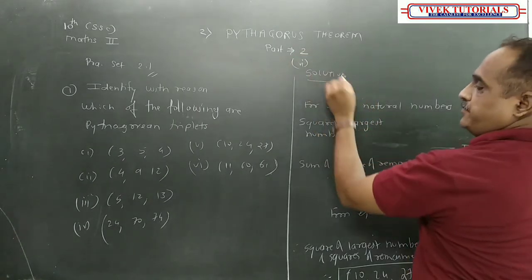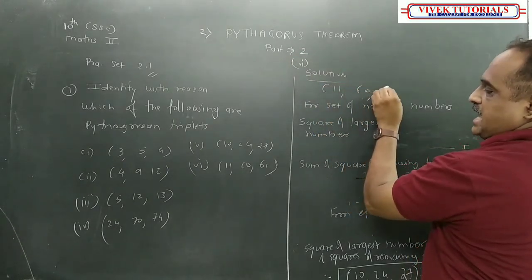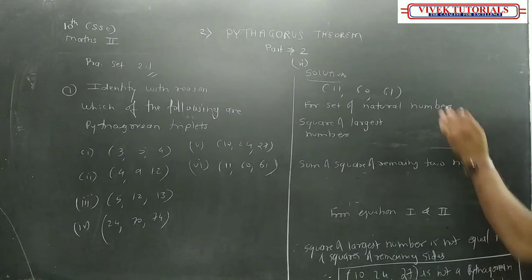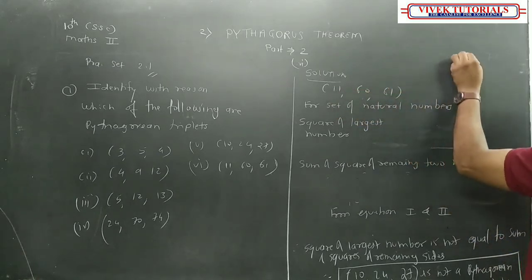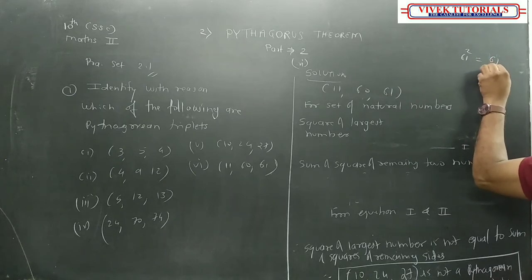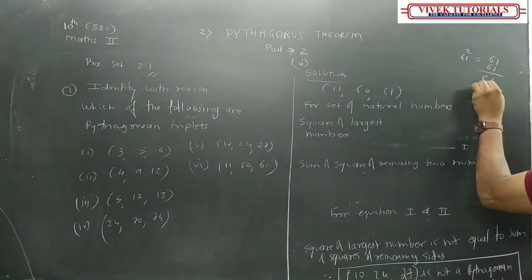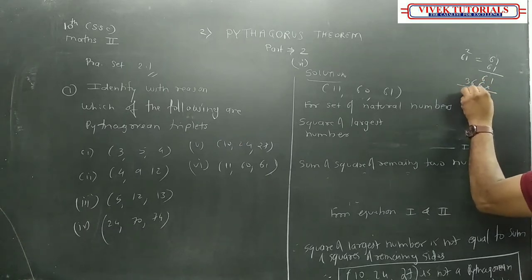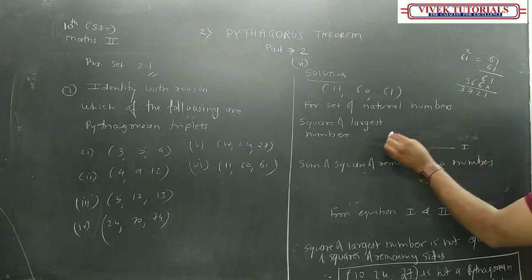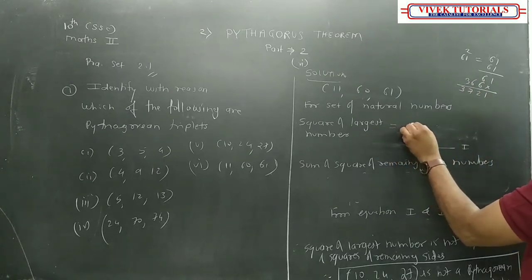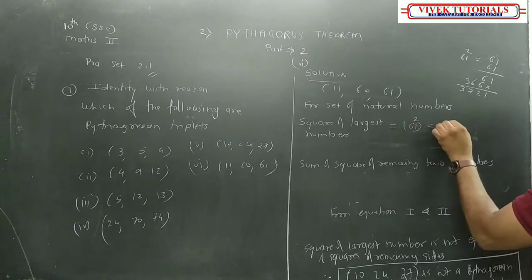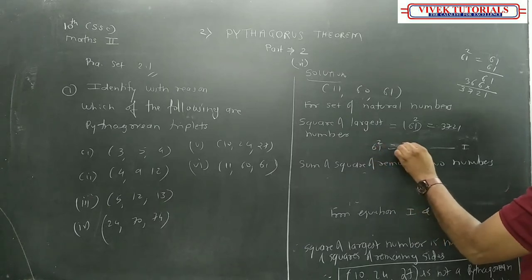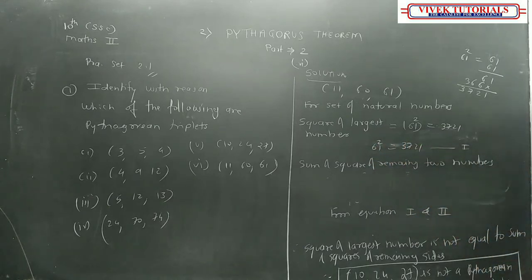Now, sixth question, 11, 60 and 61. Again, I suggest you pause the video and continue. Here, the largest number is 61. So 61 square is equal to 61 into 61. 1 1 is 1, 6, 6, 36, 1, 2, 7, 3. So 61 square is equal to 3721, equation 1.